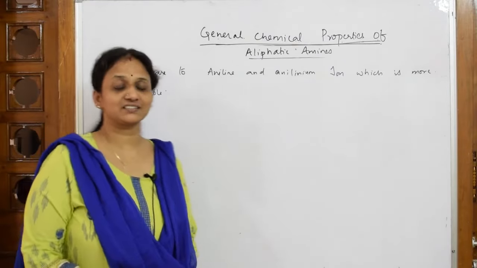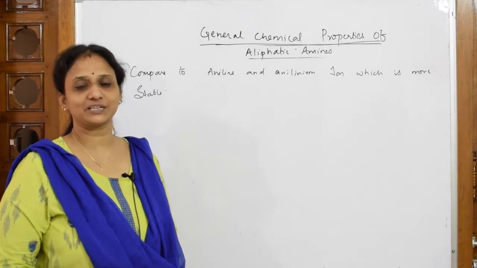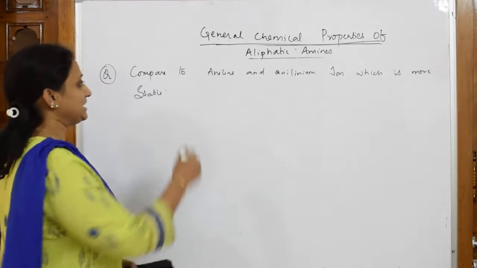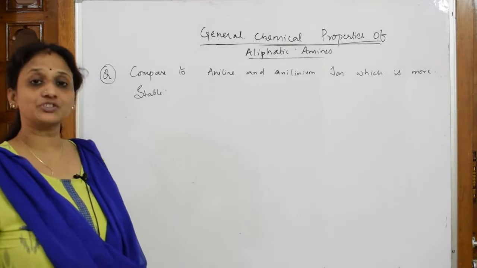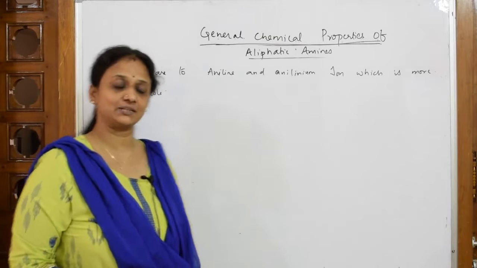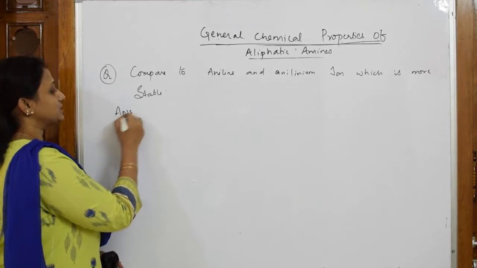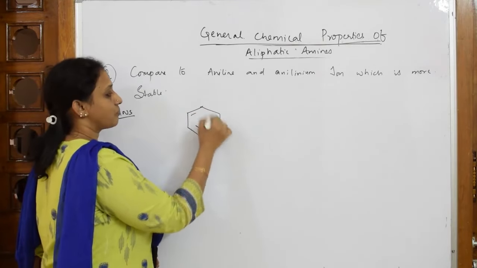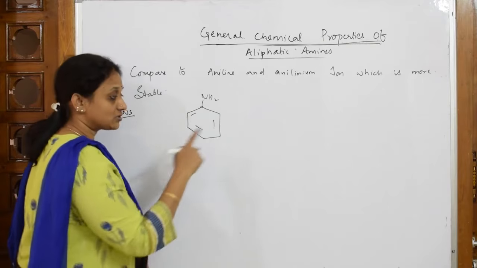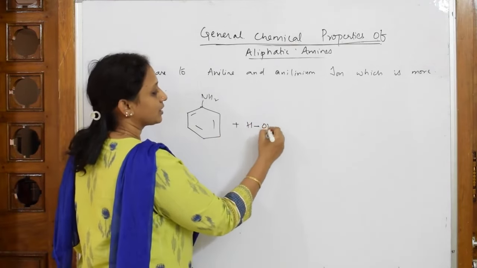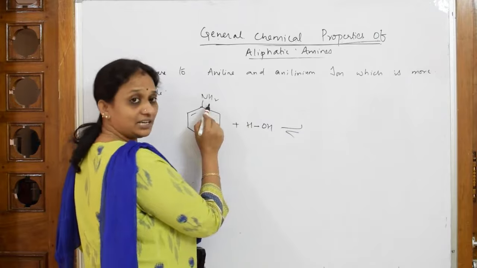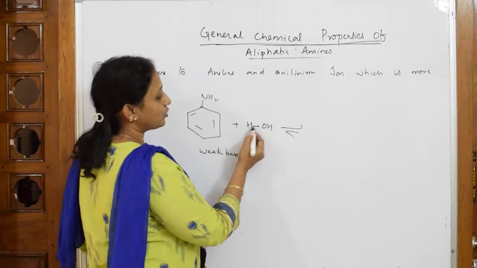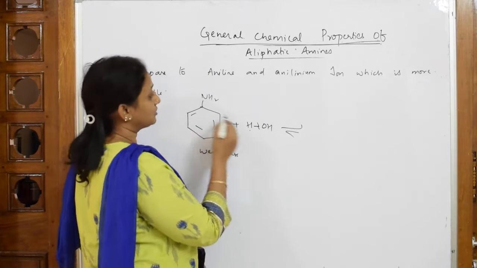So let us see this question, a little bit different compared to the earlier ones. Let's see. What did they ask me? Compared to aniline and anilinium ion, which is more stable. Okay, what is anilinium ion? We'll see now. So whenever I have to speak about anilinium ion, first I have to take aniline. This is your aniline. When I dissolve this in water, aniline, it's a weak base, I know that, isn't it? It's a weak base. So what does it do? It's going to pick this hydrogen H plus ion from here.